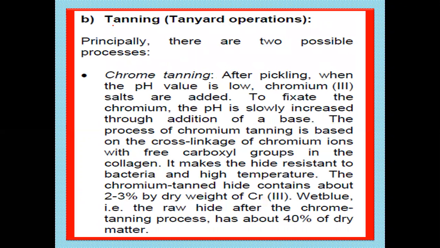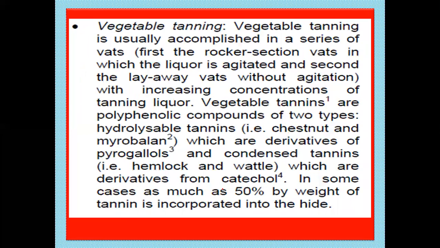Next step B and D, tanning process and the tan yard operations. So these have 2 possible processes. One is chrome tanning. Once pickling is done, the pH value is low, and the chrome salts are added. Writing one line like that is enough, all this is not needed, right? So the rest is all nonsense. The next process, the second one, is vegetable tanning. First one is chrome tanning, second one is vegetable tanning.